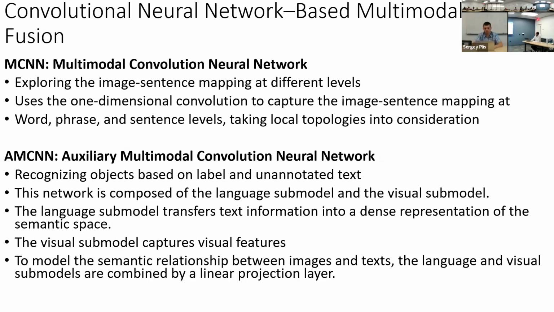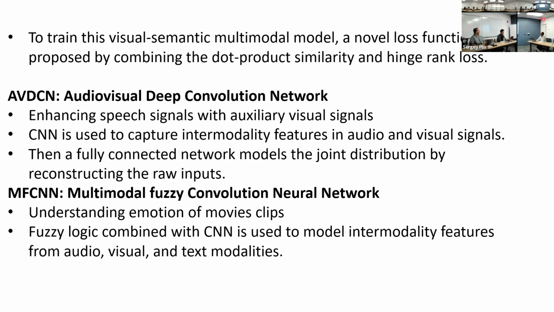This network is composed of a language submodel and a visual submodel. The language submodel transfers text information into a dense representation of the semantic space. Then the visual submodel captures the visual information. Another one is AVDCN, the audio-visual deconvolutional neural network. It enhances the speech signal with an auxiliary visual signal. Here CNN is used to capture intermodality features in audio and visual signals. Then a fully connected network models the joint distribution by reconstructing the raw inputs. And another one is the multimodal fuzzy convolutional neural network, for understanding emotion of video clips. They use fuzzy logic combined with CNN to model intermodality features from audio, visual, and text modalities.